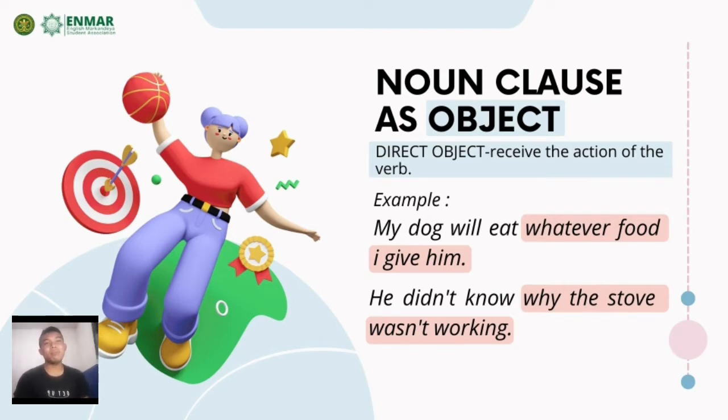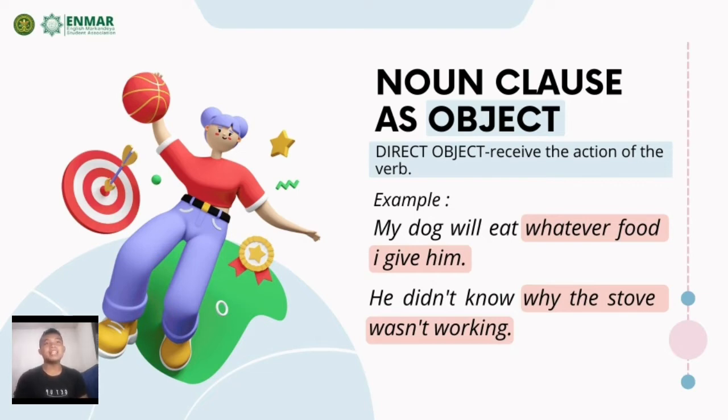Well, for the second example, it's quite the same as the first example. He didn't know why the stove wasn't working. Here, the noun clause is the part of the sentence that comes after why. So why the stove wasn't working is the noun clause in the sentence.